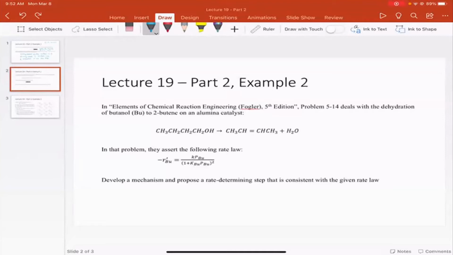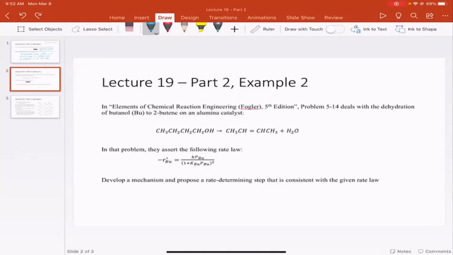So in this example, I want to walk you through maybe the thought process for an example problem that's not so straightforward. It actually took 3 different attempts to show that I was able to develop the correct mechanism or not. And this problem is inspired by problem 5-14, which we've taken a look at in the homework this semester.